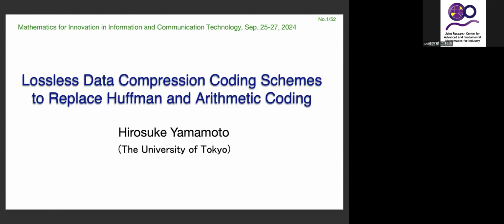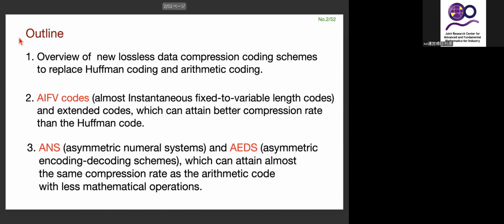In this introduction, I talk about these topics. This is the outline of my talk. I first give a brief overview of new lossless data compression coding schemes. Then, in the first half of this talk, we treat AIFV code, almost instantaneous fixed-to-variable length code. Then, in the second half of this talk, we treat ANS, asymmetric numeral systems, and AEDS, asymmetric encoding decoding scheme.